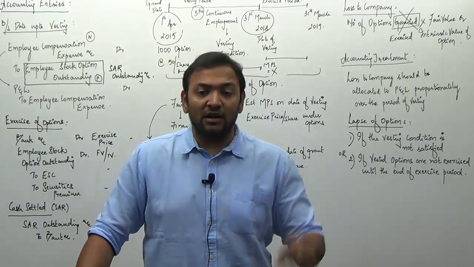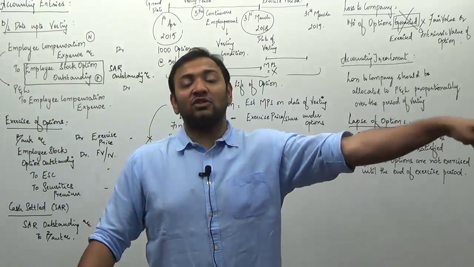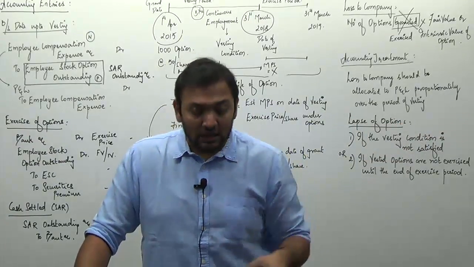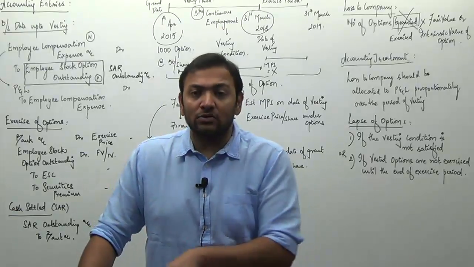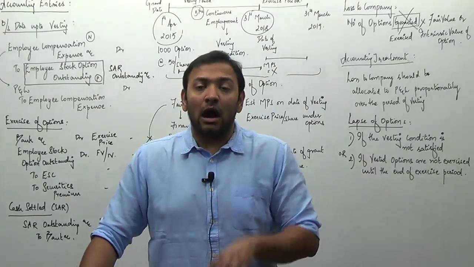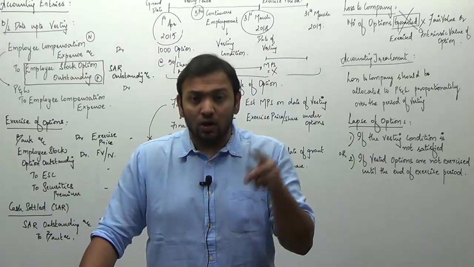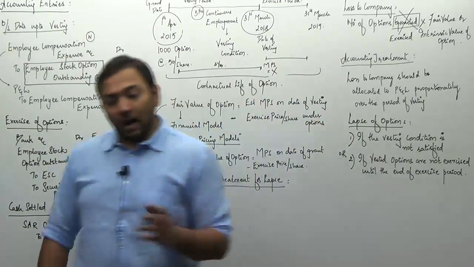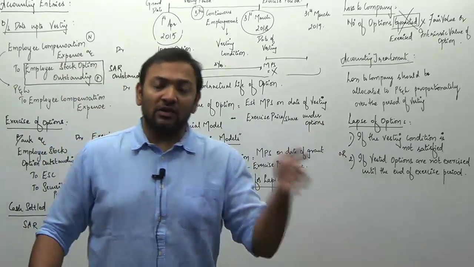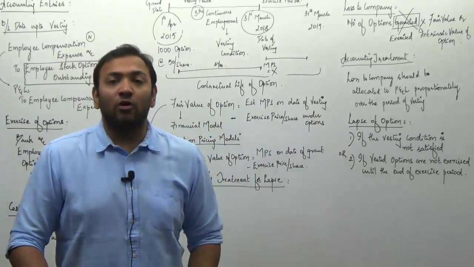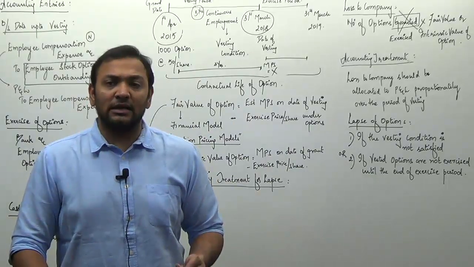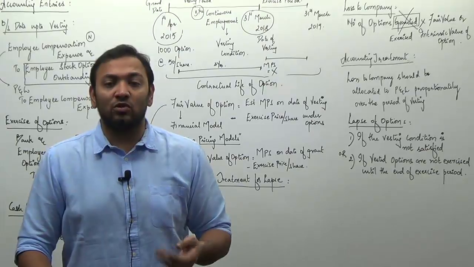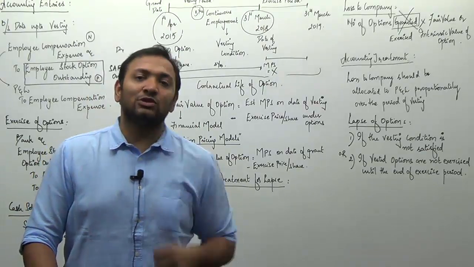How many years completed? 2 years. First year I made a provision on the entire 100. Now I have to make a provision only on 80 options. 80 into 60, 4800. Out of 3 years, already 2 years are over. So 4800 into 2 by 3 should be provided. That is 1/3 in the first year and 1/3 in the second year. 4800 into 1 by 3 is how much? 1600. So 1600 plus 1600, the total I have to provide is 3200.